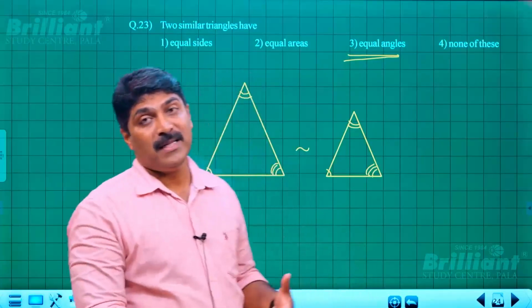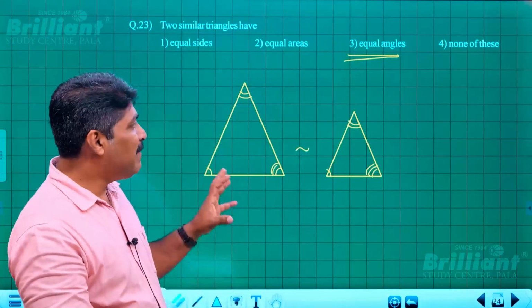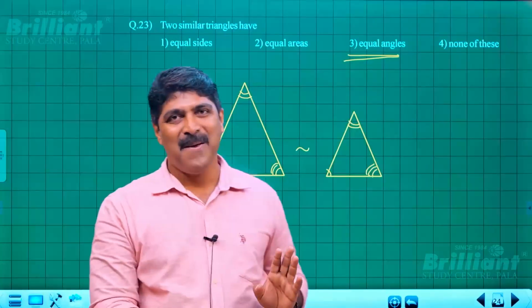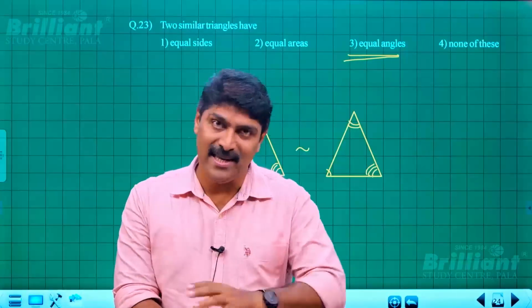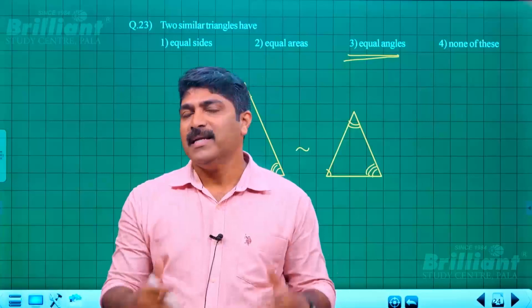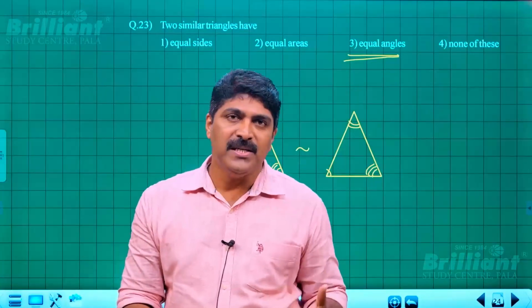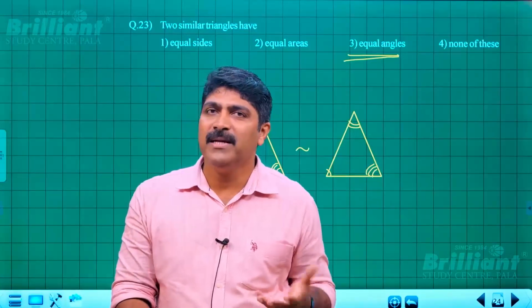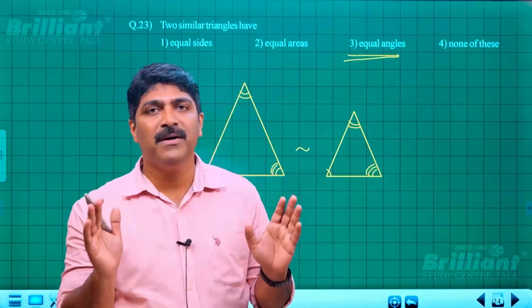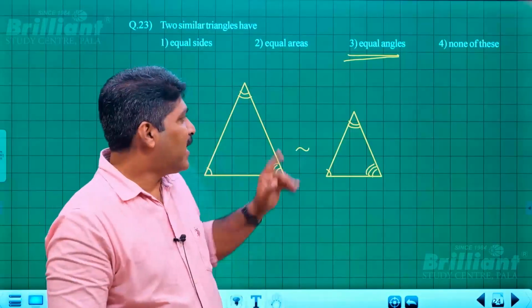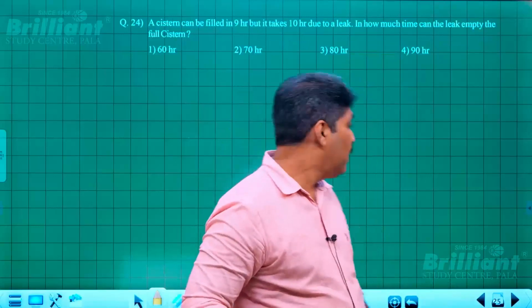So what is similarity? Similarity means they are similar in shape, but not necessarily equal in size. It can be equal in size. If the size is also equal, then those two triangles are called congruent triangles. So this is the case of similar triangles.